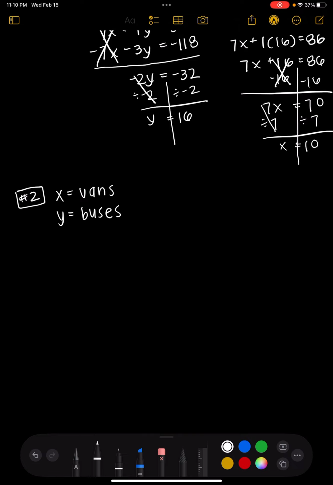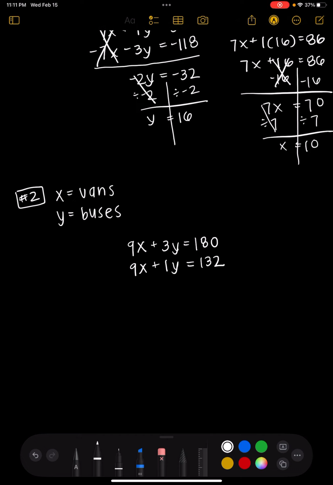So in High School A, it says High School A rented and filled 9 vans and 3 buses. So I can say 9 for vans, which would be X, plus 3 for buses, which would be Y. And they filled it with 180 students. So the total amount of students I had was 180. That's what's on the other side of the equal sign. Then High School B rented and filled 9 vans and 1 bus. So I'm going to have 9 vans for the X and then 1 bus for the Y. And that was 132 students.